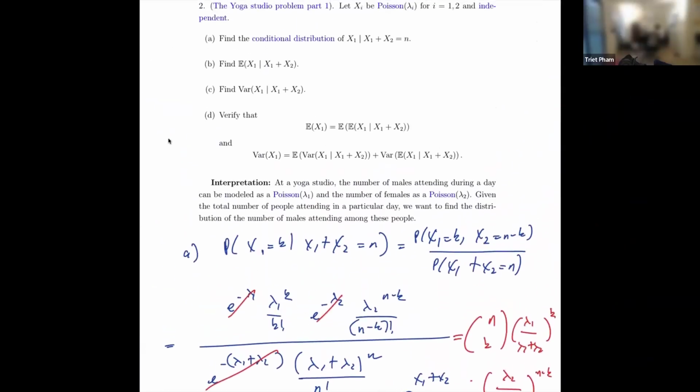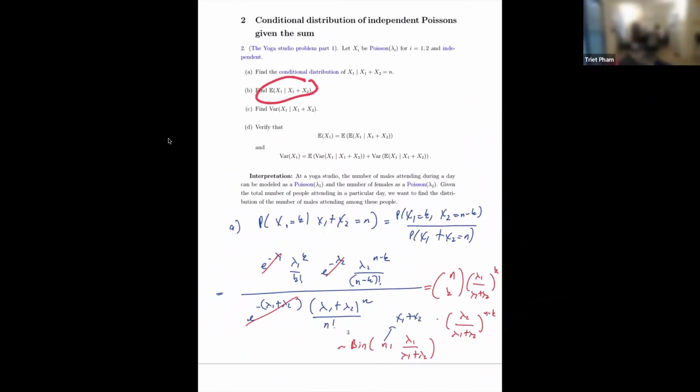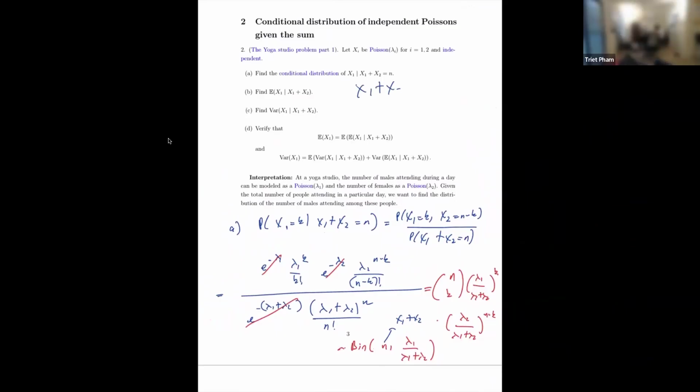For example, for part B, the conditional expectation of this will be x1 plus x2 times lambda 1 over lambda 1 plus lambda 2. Correct? For part C, the conditional variance will be x1 plus x2 times lambda 1 lambda 2 over lambda 1 plus lambda 2 squared. All right, any questions so far?